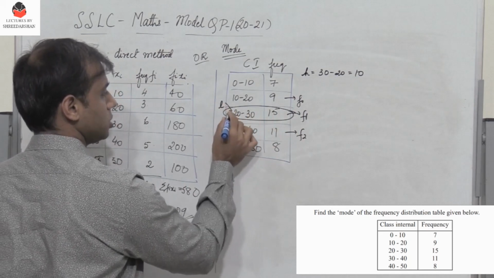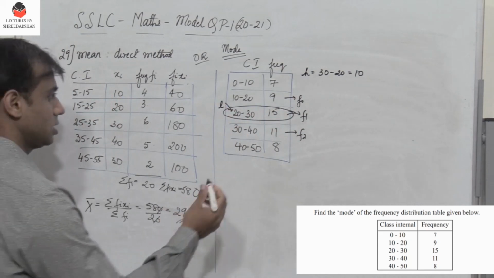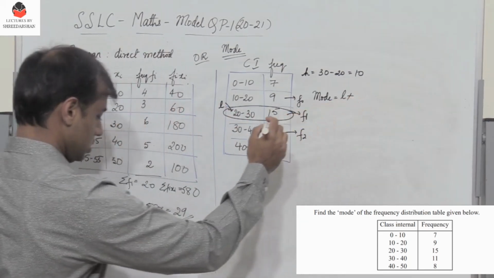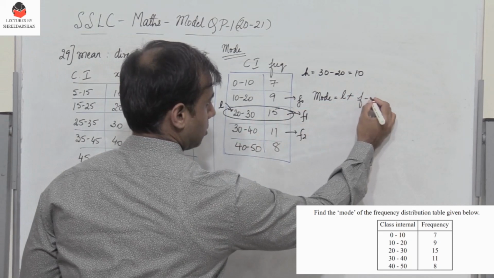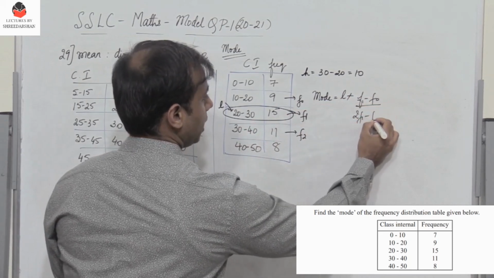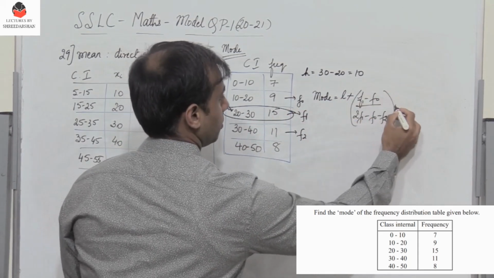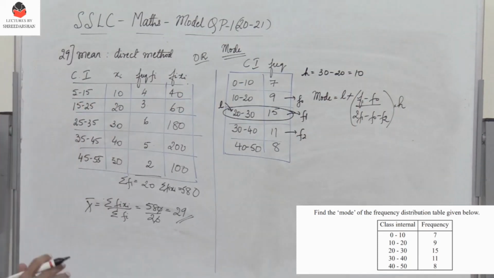and the lower limit of the modal range is L, which is 20. So we know the expression for mode is equal to L plus f1 minus f0 divided by 2f1 minus f0 minus f2 into h. So this is the expression you need to remember.